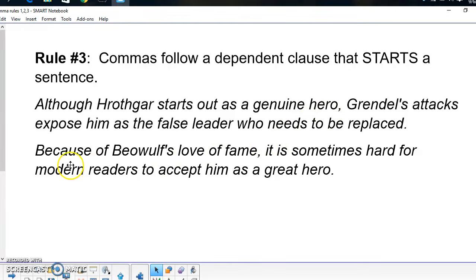Same thing here. "Because" indicates I've got a dependent clause. Because of Beowulf's love of fame, that's the end of it. I've got to tell my reader, done with the dependent clause, here comes the opening of the independent clause. "It," here's my subject, "is" my verb.